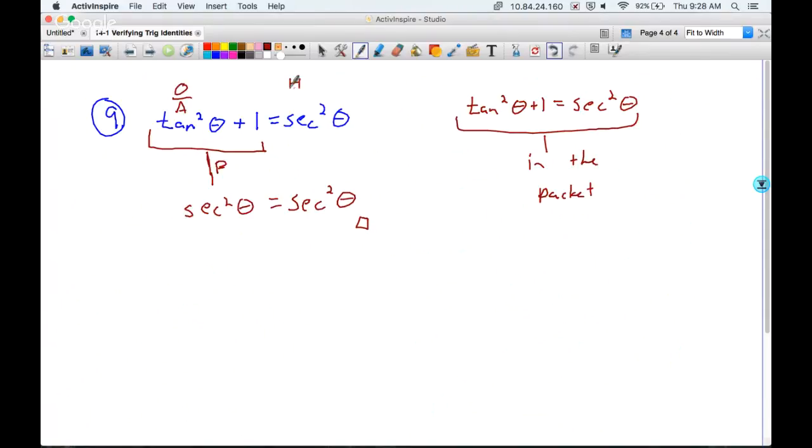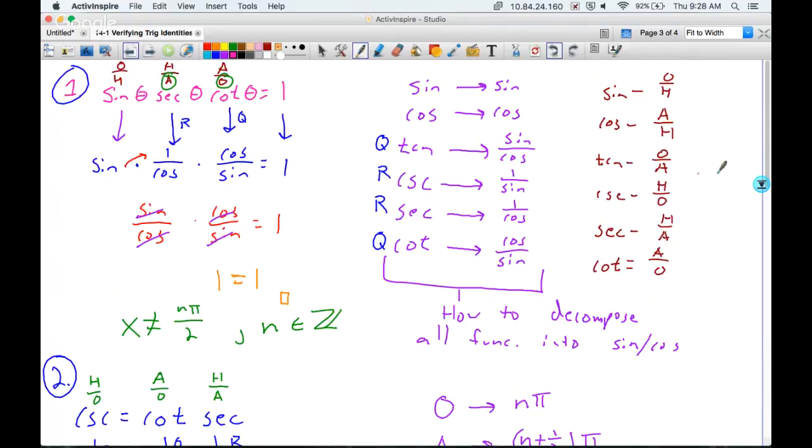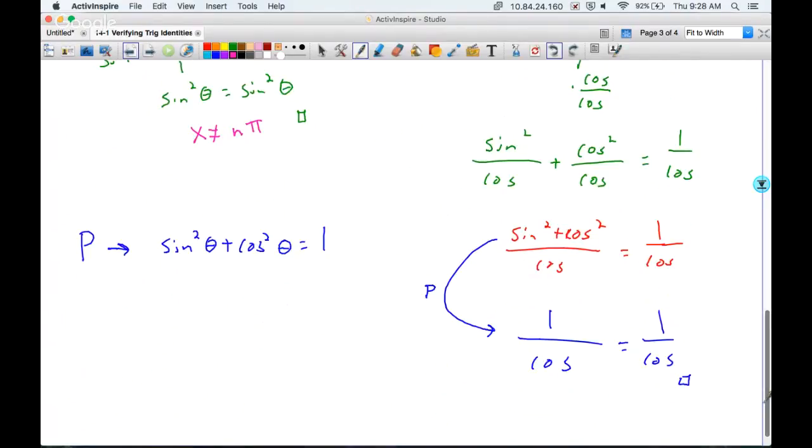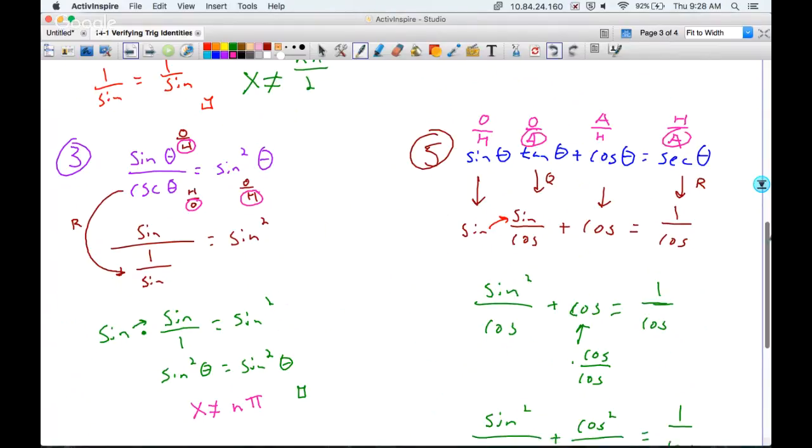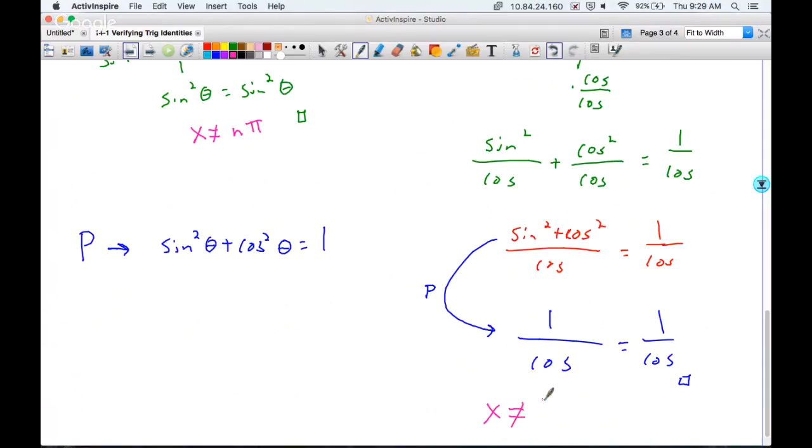I've got opposite over adjacent. I've got hypotenuse over adjacent. Only adjacents in the denominator. That means that x cannot equal n plus 1/2 pi. I feel like we forgot to do domain of validity for number 5. We did. Let's just do this real quick. Opposite over hypotenuse. Opposite over adjacent. Adjacent over hypotenuse. Hypotenuse over adjacent. Only adjacents in the denominators. So x cannot equal n plus 1/2 pi.